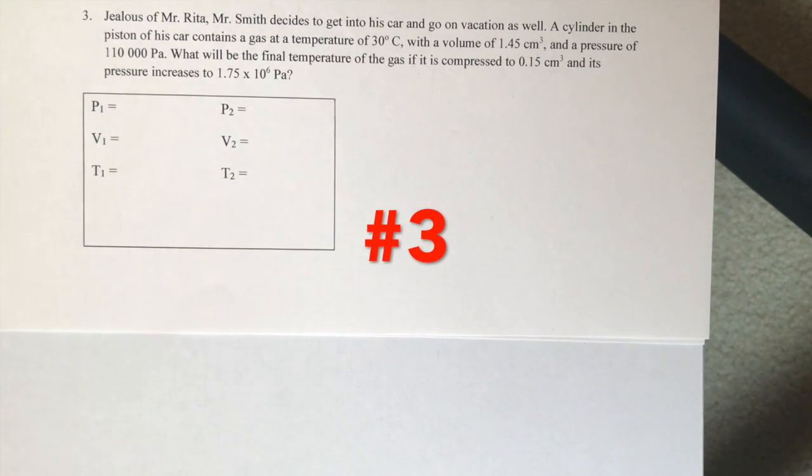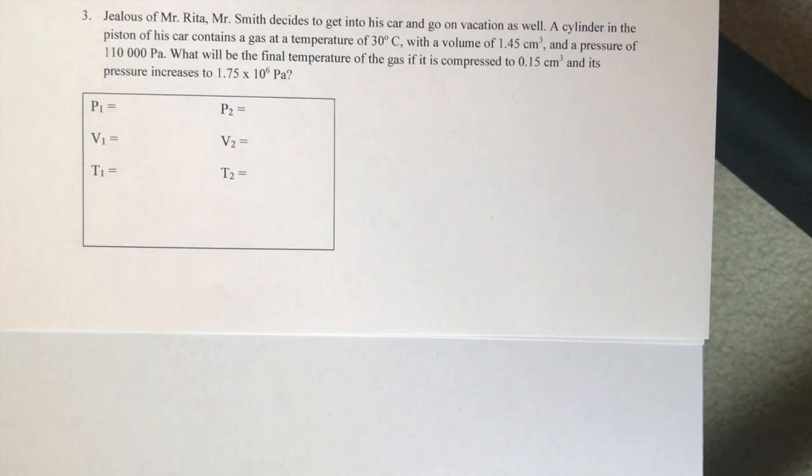Jealous of Mr. Rita, Mr. Smith decides to get into his car and go on vacation as well. A cylinder in the piston of his car contains gas at a temperature of 30 degrees Celsius with a volume of 1.45 cubic centimeters and a pressure of 110,000 pascals. What will the final temperature of the gas be if it is compressed to 15 hundredths of a centimeter cubed and its pressure increases to 1.75 times 10 to the 6 pascals?